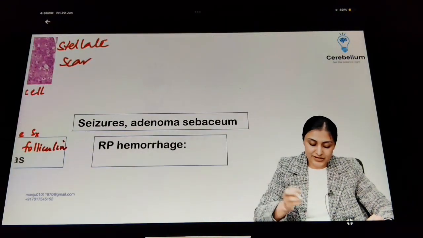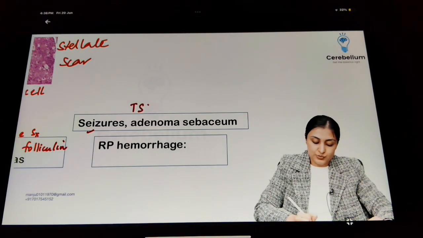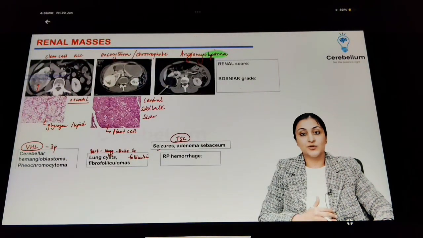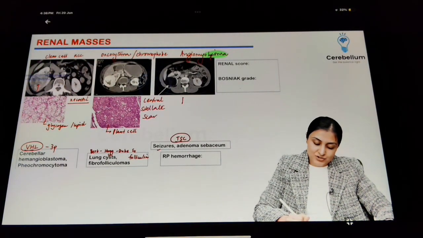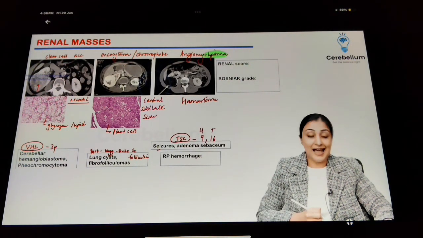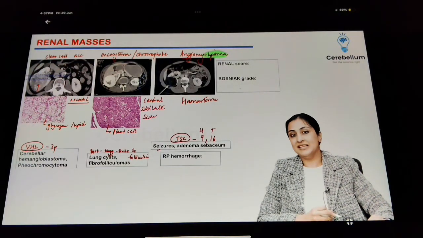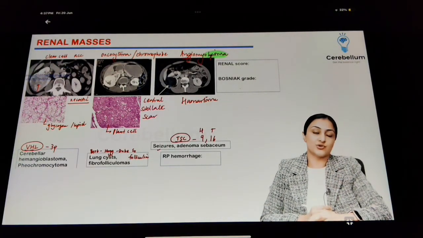Which syndrome will you rule in? If I tell you the patient has seizures, adenoma sebaceum, again the face will be shown with these lesions, what is it? It is tuberous sclerosis. So tuberous sclerosis is associated with renal angiomyolipoma. Now, this is actually a hamartoma, right? In tuberous sclerosis, you have chromosome 9 and 16, hamartin and tuberin genes being mutated. The various hamartomas. Hamartoma of blood vessel. Anything with blood vessels that is hamartomatous can bleed and lead to retroperitoneal hemorrhage.